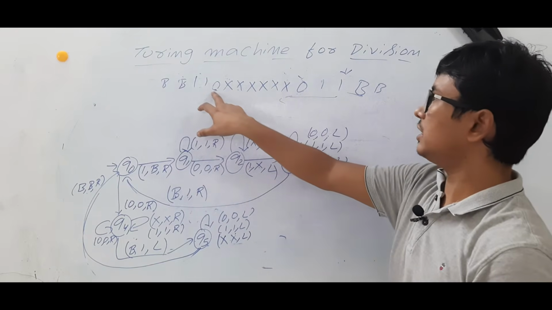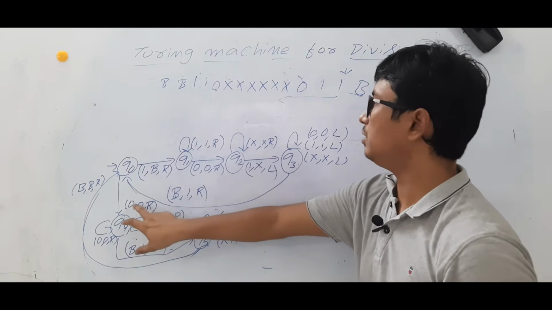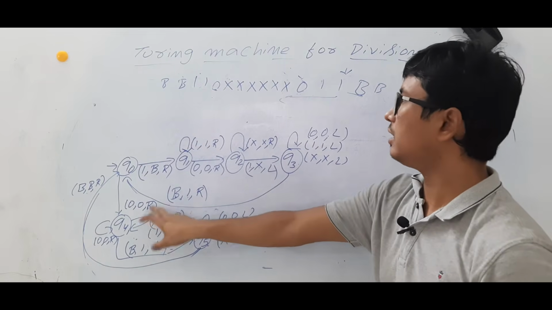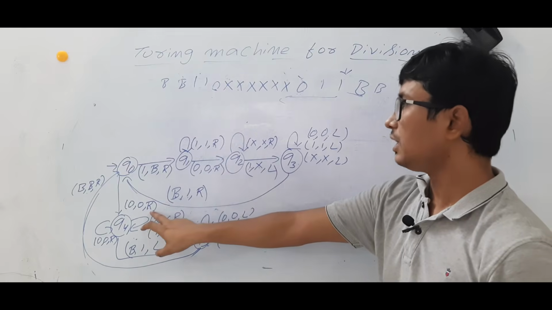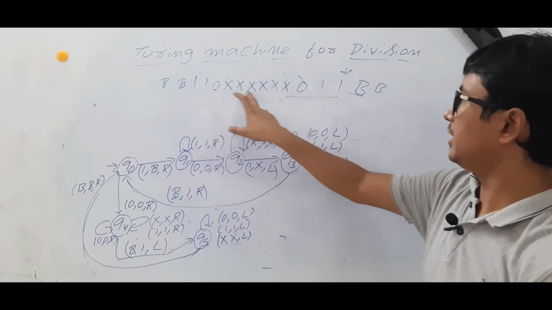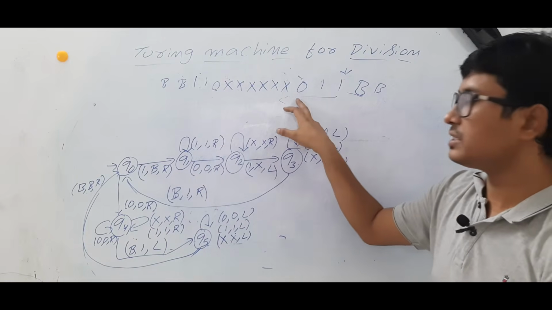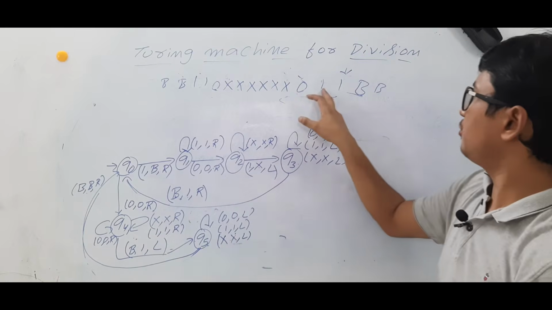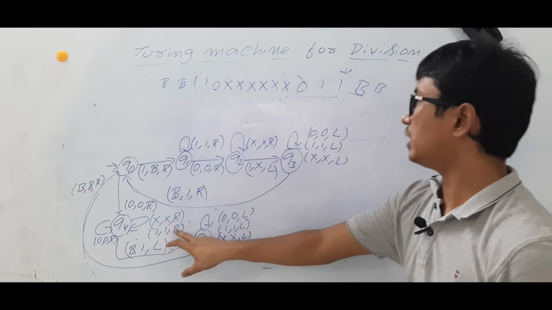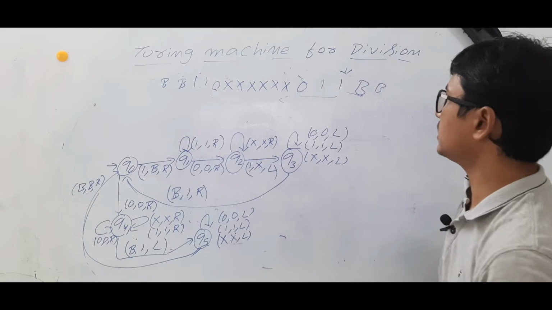Now you are in the state Q0. Okay, and you are seeing a 0. If it is 0, you make it as 0, move to the right. If you get any number of x's, make it as x, still move to the right. If you get a 0, make it as 0, move to the right. If you get a 1, make it as 1, move to the right. Are you able to understand it or not?